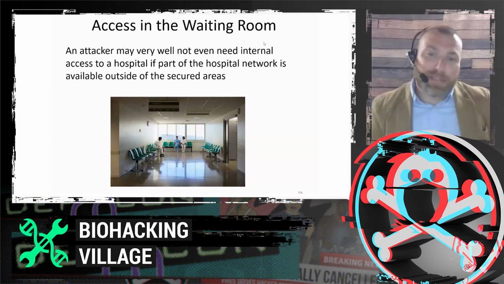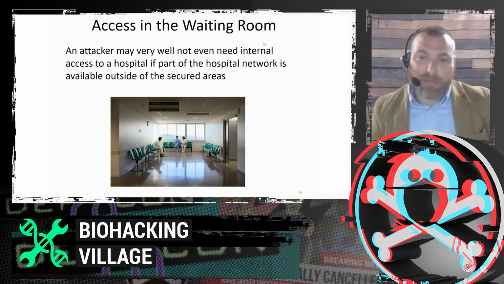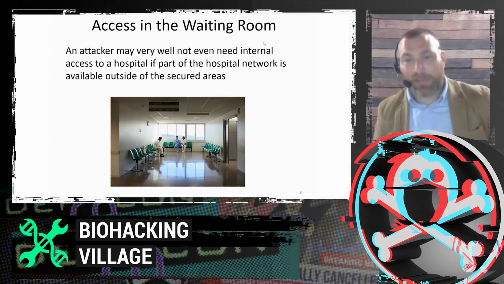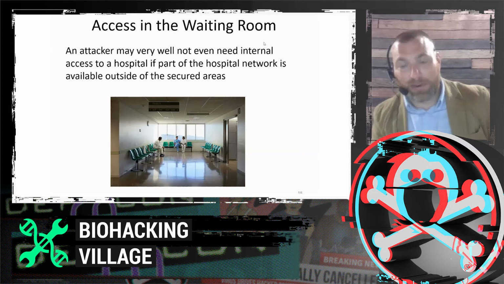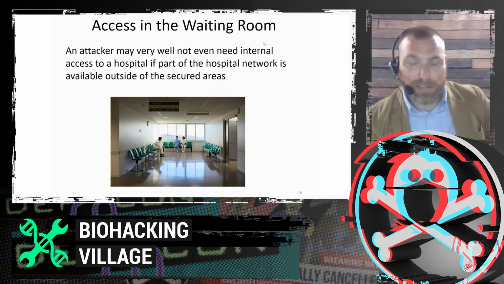Access in the waiting room. Often we think we have to actually get in the building to find a network jack or get some sort of access that we need. But Helen, if she's still on the line, had a great story of one of her friends that was doing a penetration test for a hospital and found network access right from the lobby. I don't know if she's still on.